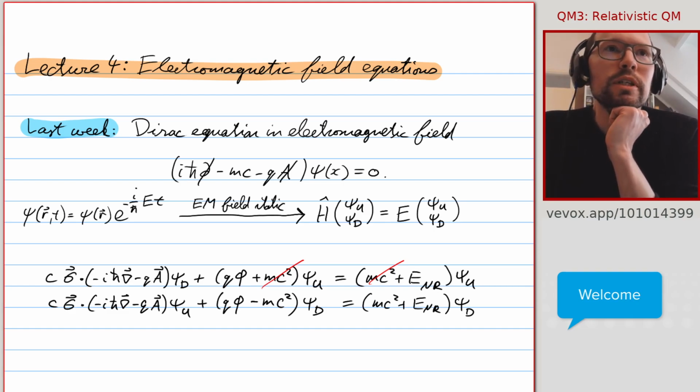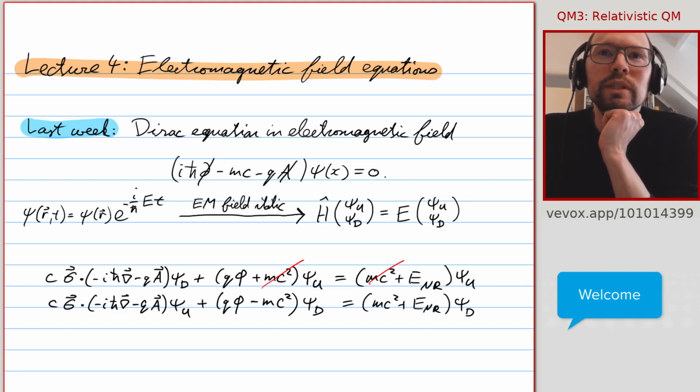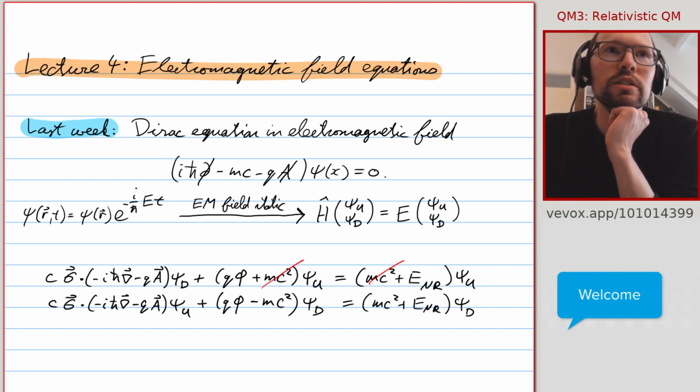So we're going to wrap up the Dirac equation that we've seen in the past 2 weeks. So what did we notice? Well, we noticed that it solves some of the problems of the Klein-Gordon equation, but certainly not all.